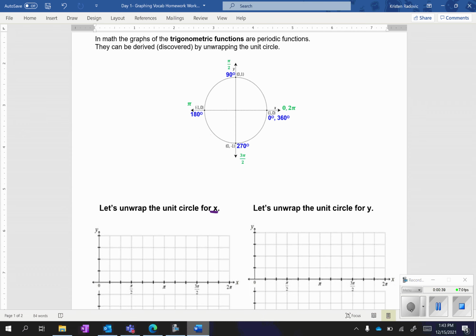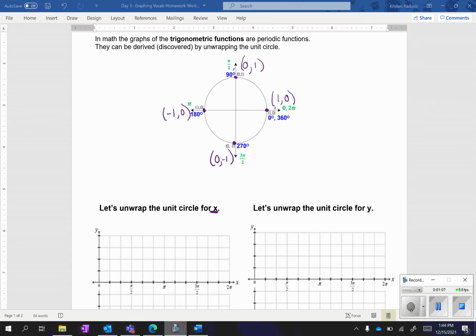So this is a unit circle. It is centered at the origin 0, 0. It has a radius of 1, so we go out 1 in each direction. So I have my coordinates. I wrote them a little bigger for us to see. And we're going to unwrap the unit circle for my x coordinates. Now, my x-axis is going to be my radians.